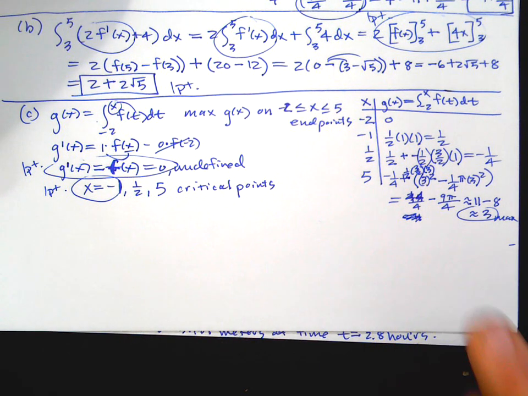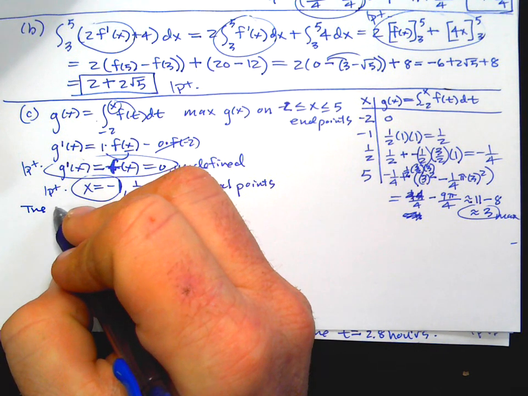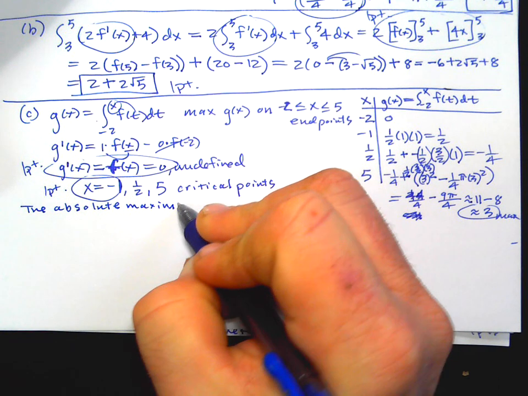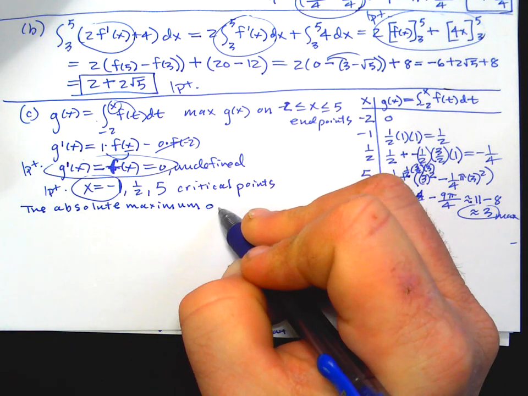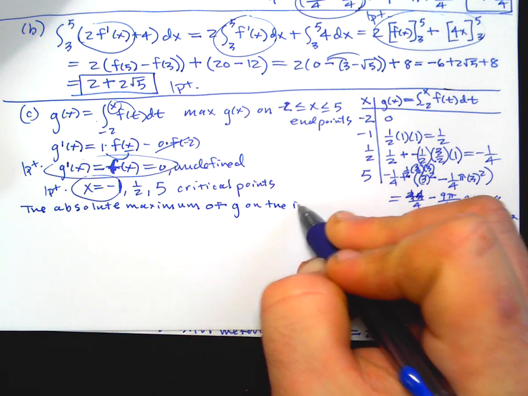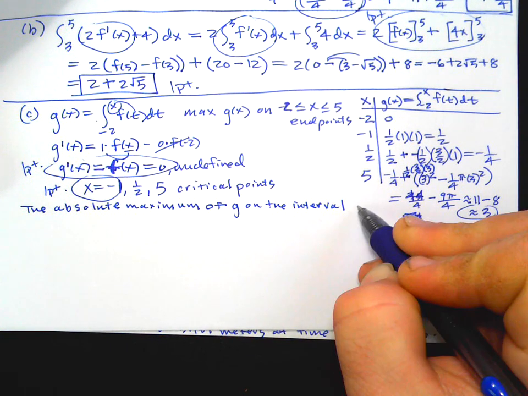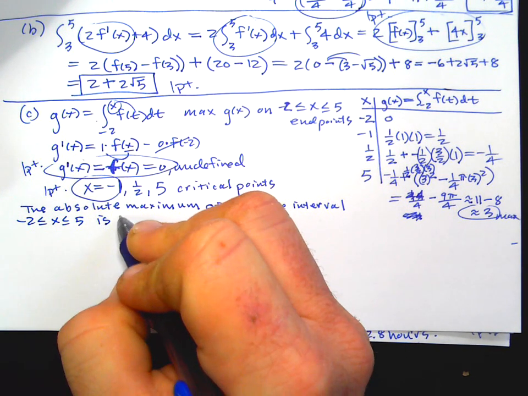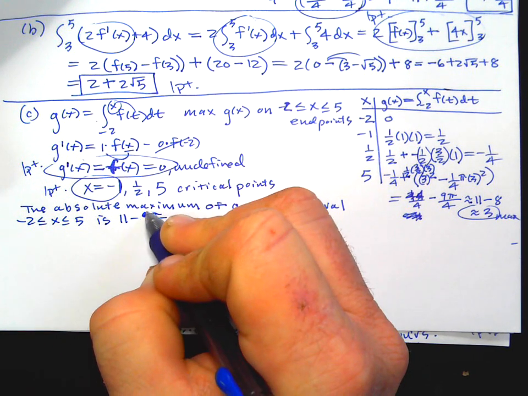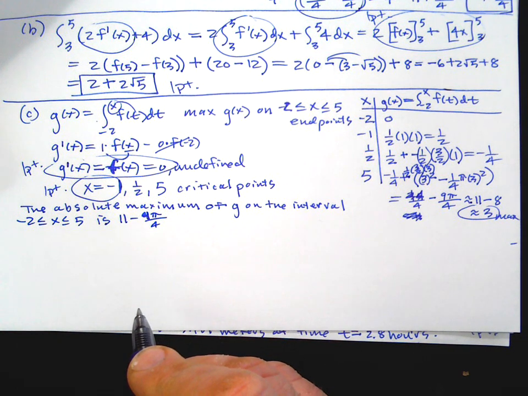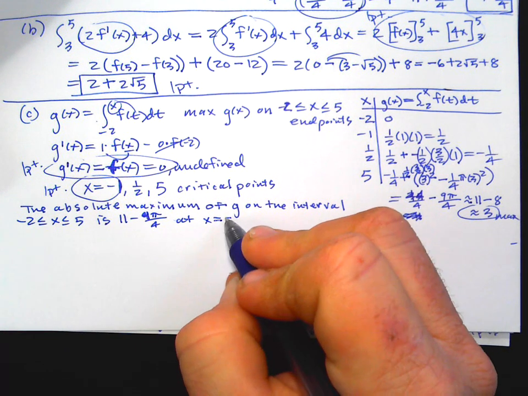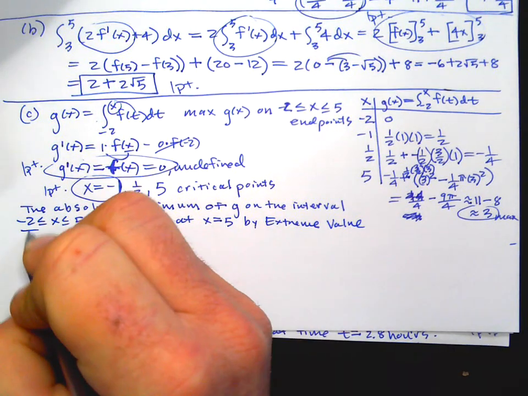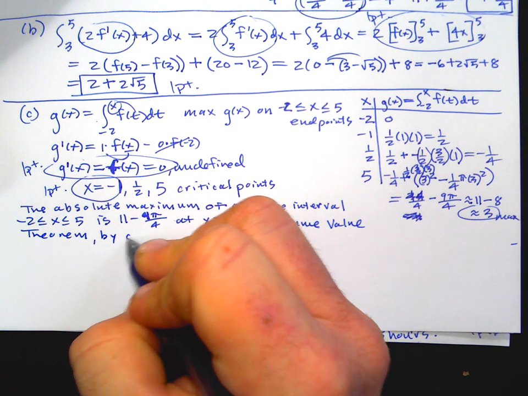So I'm going to say they wanted the absolute max, by the way, that y value, the absolute maximum of g on the interval negative 2 to 5 is 11 minus 9 pi over 4. I'm going to give the exact one. Don't give that rough estimate. Okay. At x equals 5 by extreme value theorem by checking endpoints and critical points.